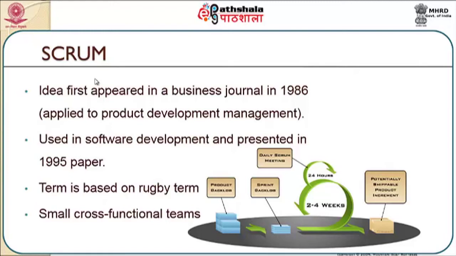The word Scrum comes from a game called rugby. There they used the term Scrum. This has been applied to small cross-functional teams. So the major things that Scrum takes up are a product backlog, a sprint backlog, and repetitive iterations where daily Scrum meetings happen, and a potentially shippable product is incrementally given as a finished good. So these are the major things on which Scrum practices.